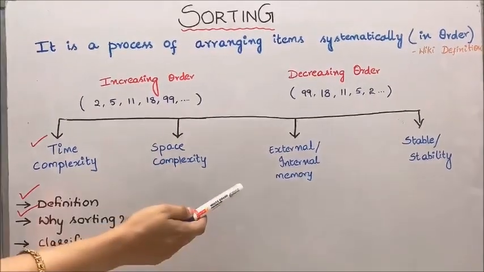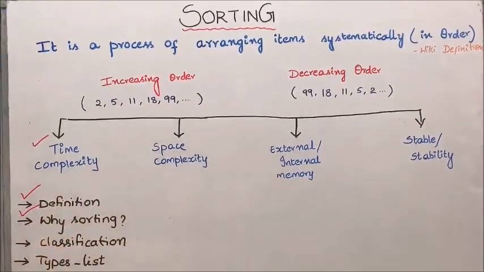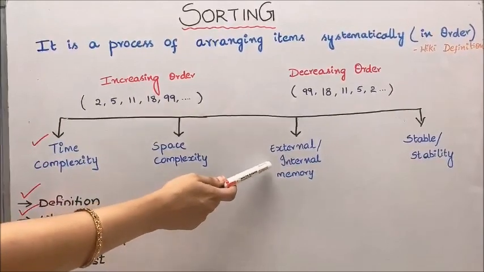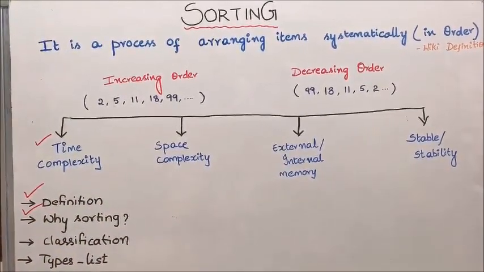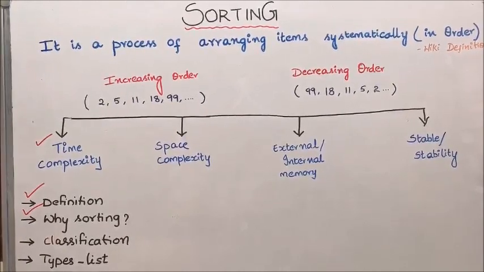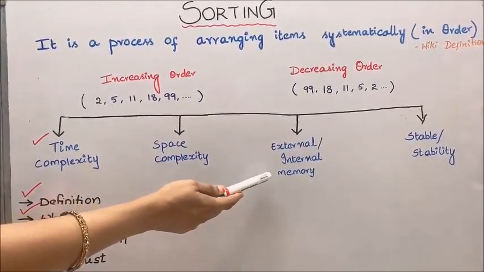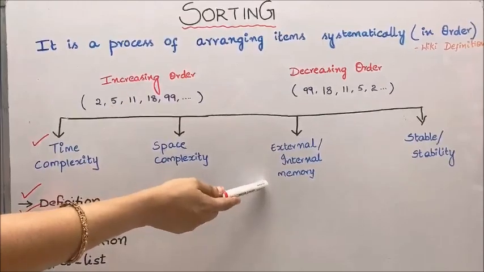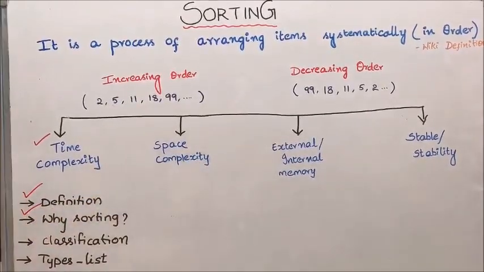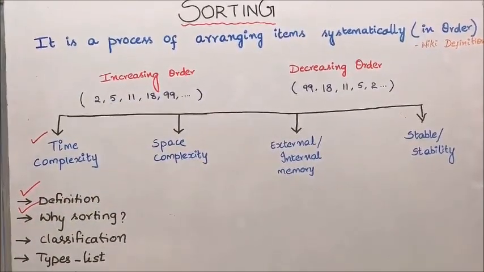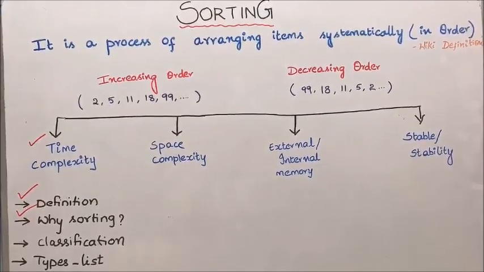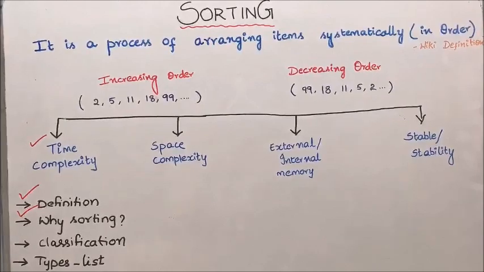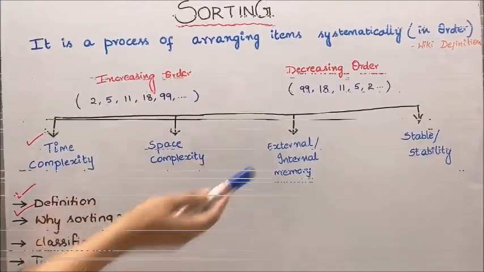The next classification is external or internal memory. Internal memory or internal sorting means the entire sorting technique or the sorting methodology is being performed inside the RAM, inside the main memory. So that is internal sorting. Next one is external sorting. Suppose the data being sorted do not fit into the main memory of a computing device, usually our main memory, then we will go for external sorting.